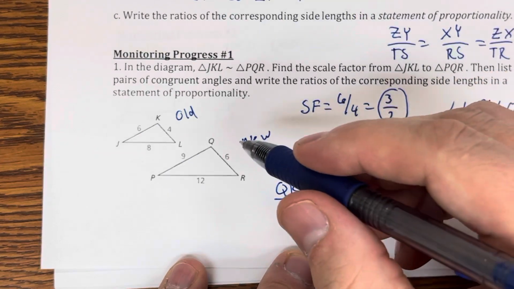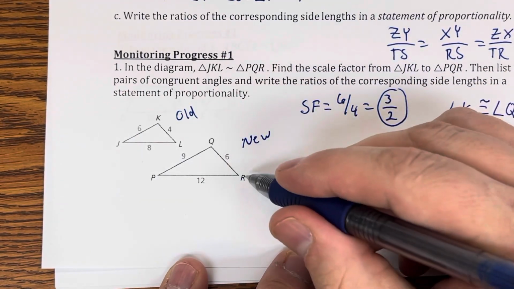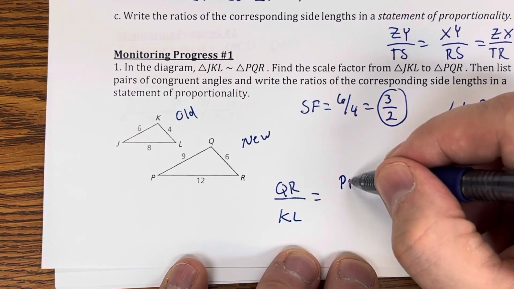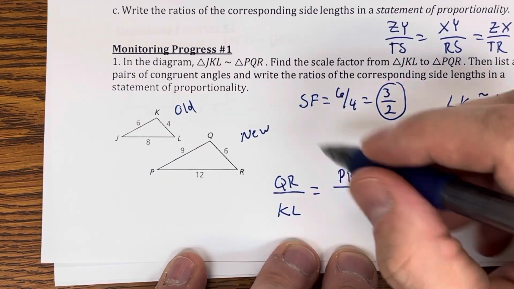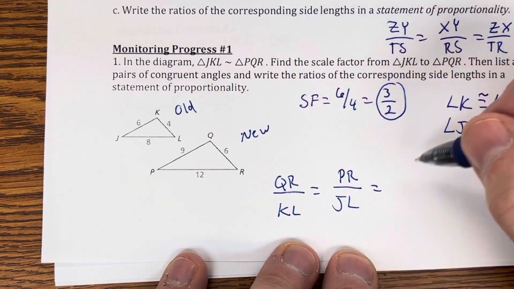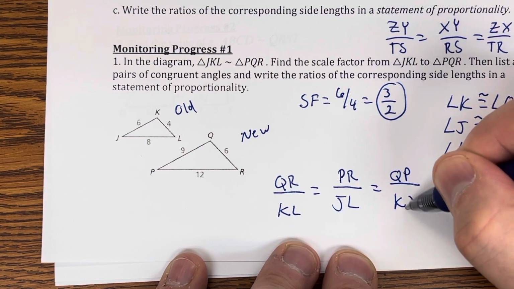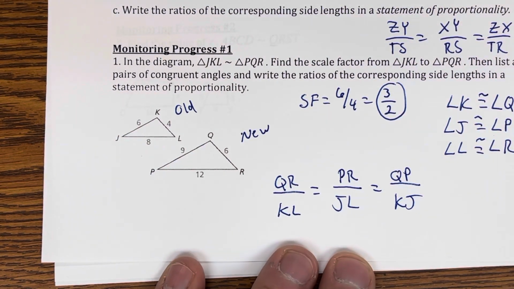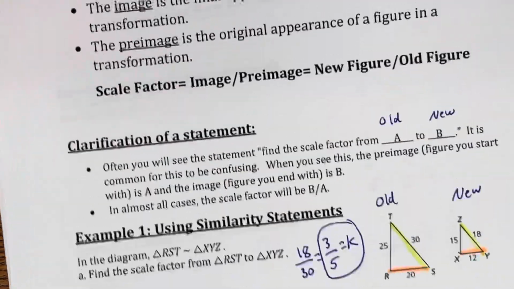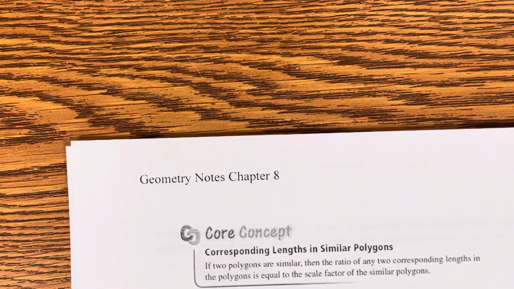over KL is equal to PR over JL, and that's also equal to QP over KJ. All right, and that would be our process for those. Corresponding lengths and similar polygons.